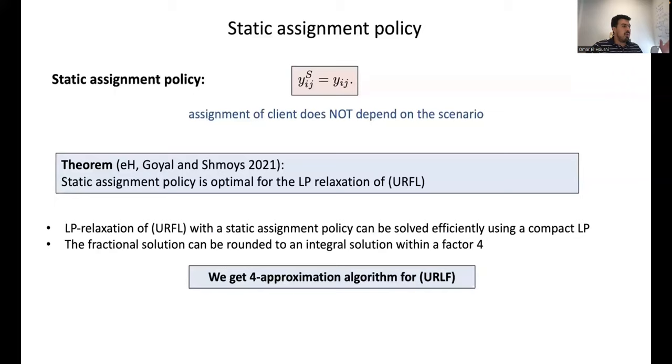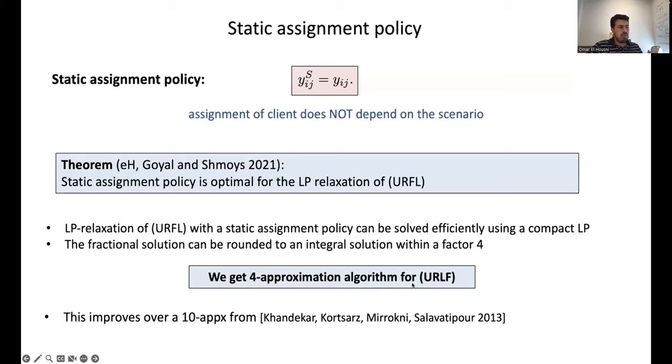So to finally get a polynomial time algorithm for the uncapacitated problem, all we have to do is to round the solution. We show that a slight modification of the rounding technique that has been introduced in the Shmoys-Tardos-Aardal paper also gets you a four approximation for this problem. And then the LP relaxation can be solved in polynomial time because this is just a polynomial size LP. So overall, you get a four approximation for the uncapacitated robust facility location problem. This is an improvement from the previously known bound from a paper in 2013 that gets you a 10 approximation.